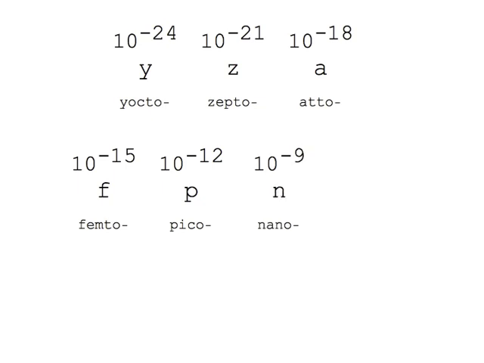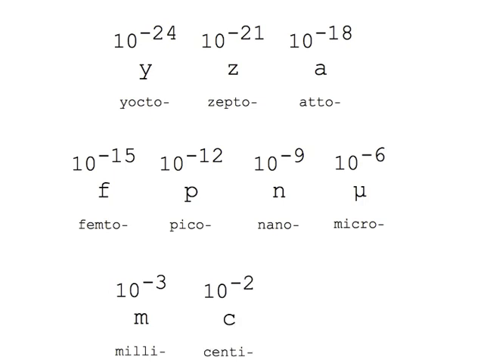10 to the minus 9 uses the prefix nano, abbreviated by lowercase n. 10 to the minus 6 uses the prefix micro, abbreviated by a lowercase Greek letter mu. 10 to the minus 3 uses the prefix milli, abbreviated by lowercase m. 10 to the minus 2 uses the prefix centi, abbreviated by lowercase c. 10 to the minus 1 uses the prefix deci, abbreviated by lowercase d.